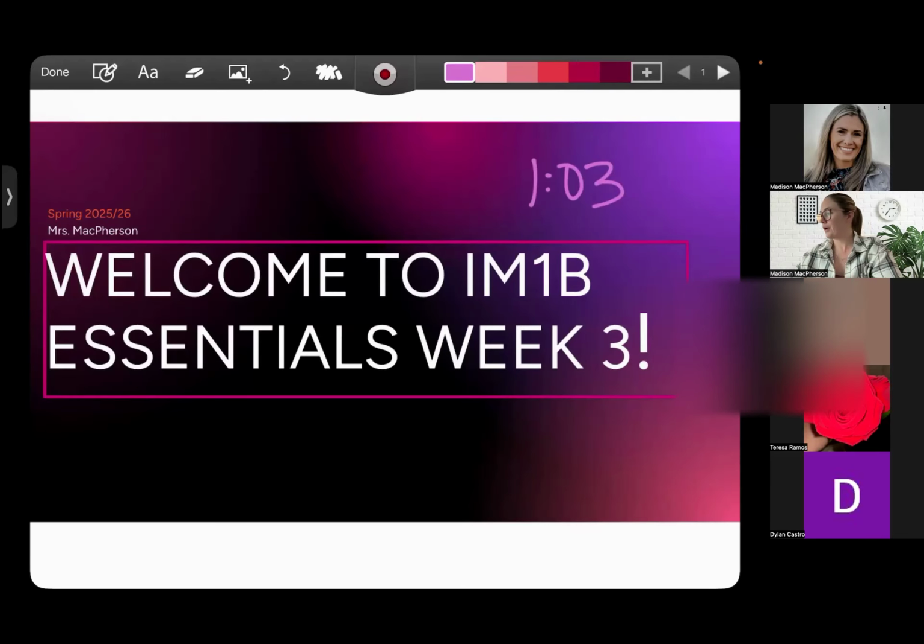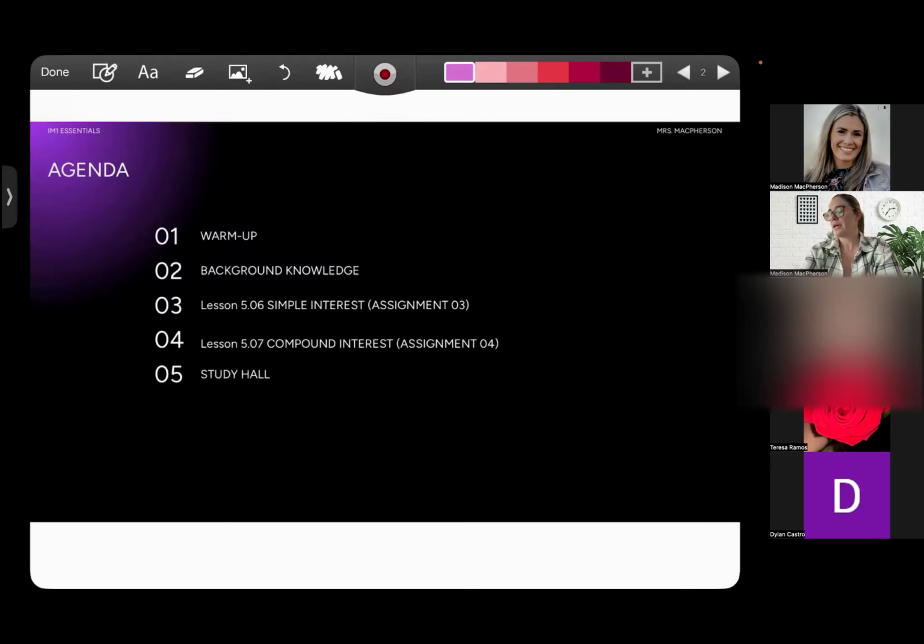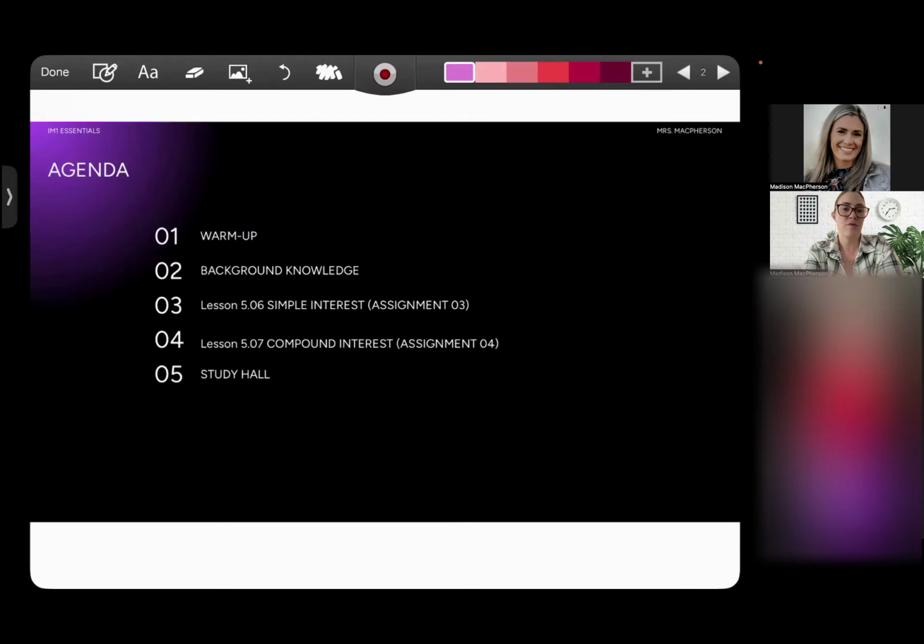Okay, here we go. We are in week 3. Here's our agenda for the day. We're going to do a quick little warm-up question. We're going to get into some background knowledge. We're going over simple interest and compound interest today.